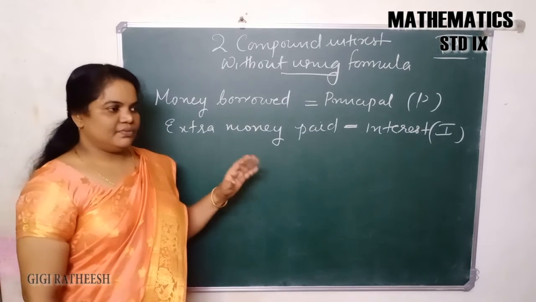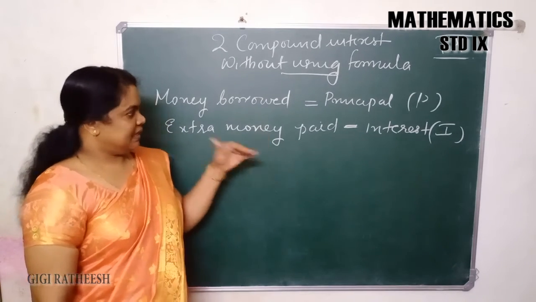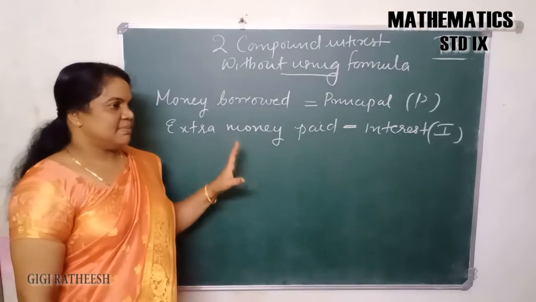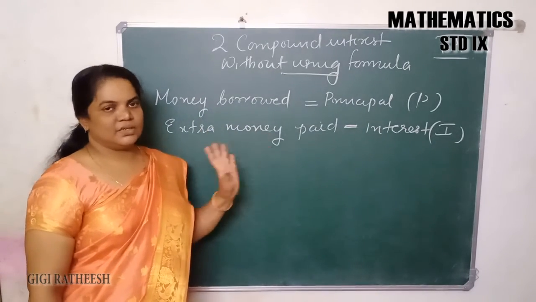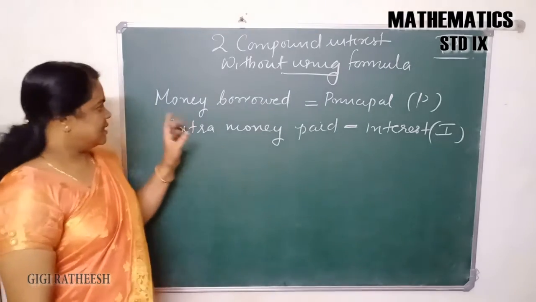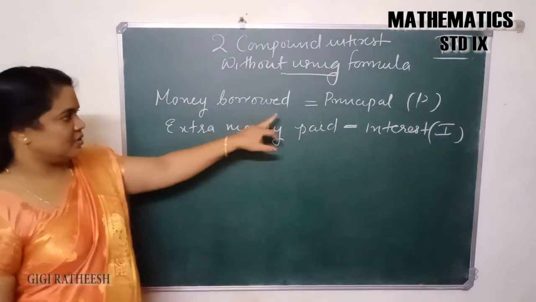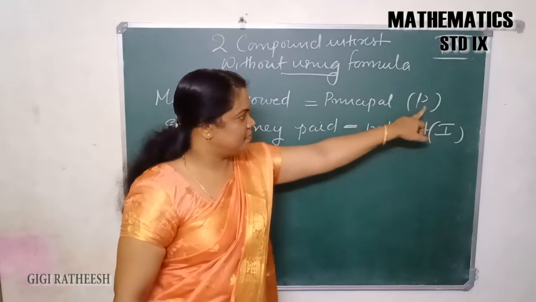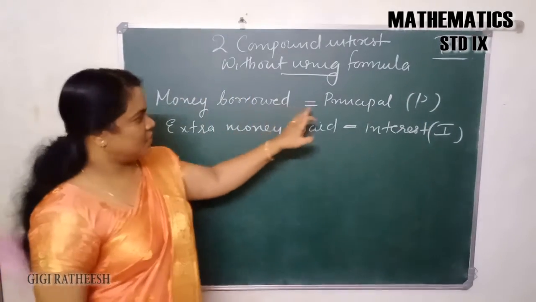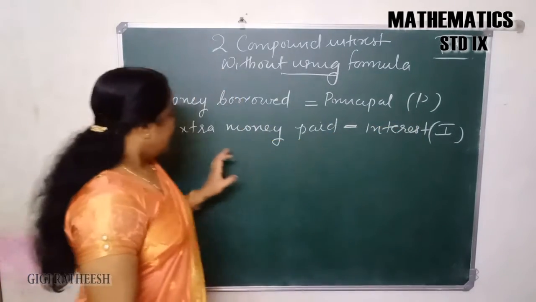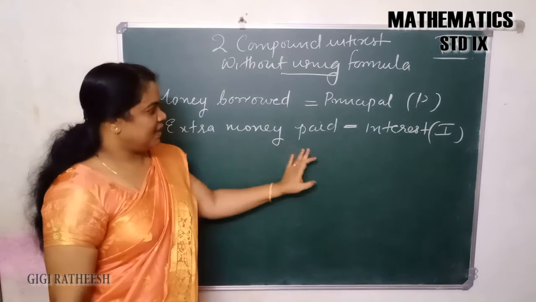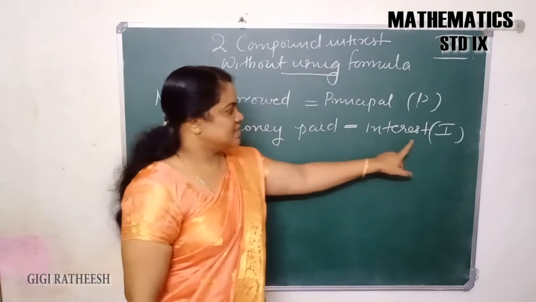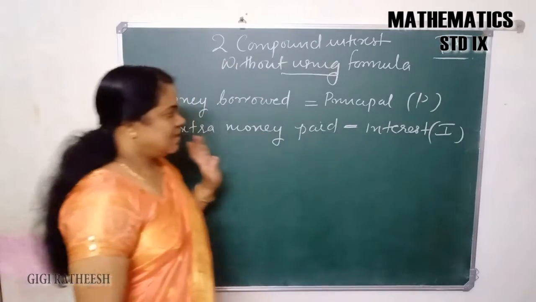After that period, we pay the amount we borrowed, plus some extra money, to that authority or to that person. The money borrowed is called the principal, notated by P. The money borrowed is equal to P, the principal, and the extra money paid by the borrowing person is the interest, that is I. Here, how can we calculate?